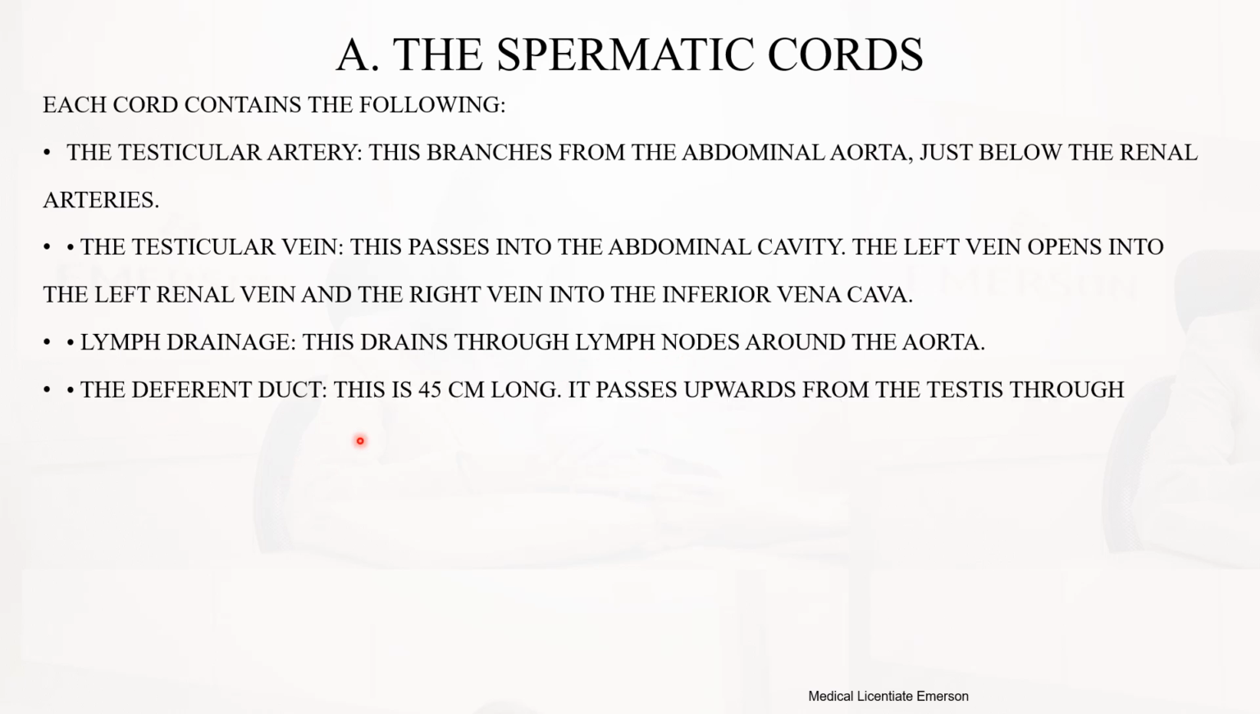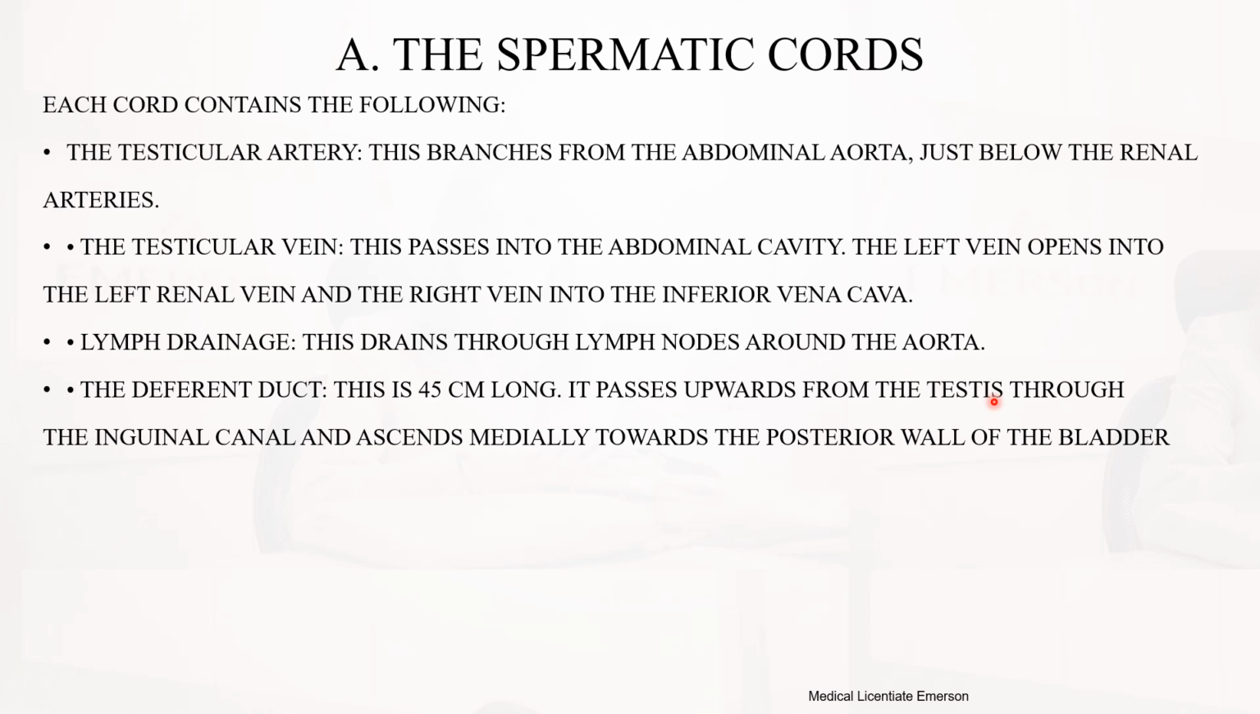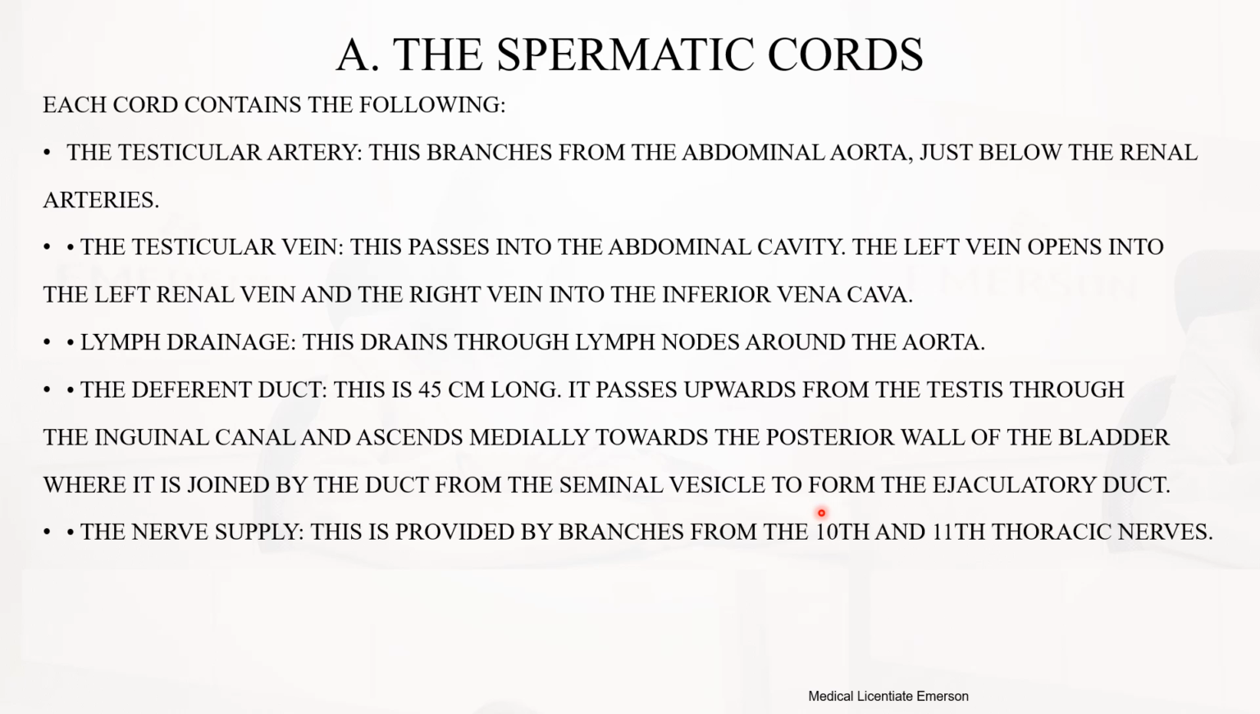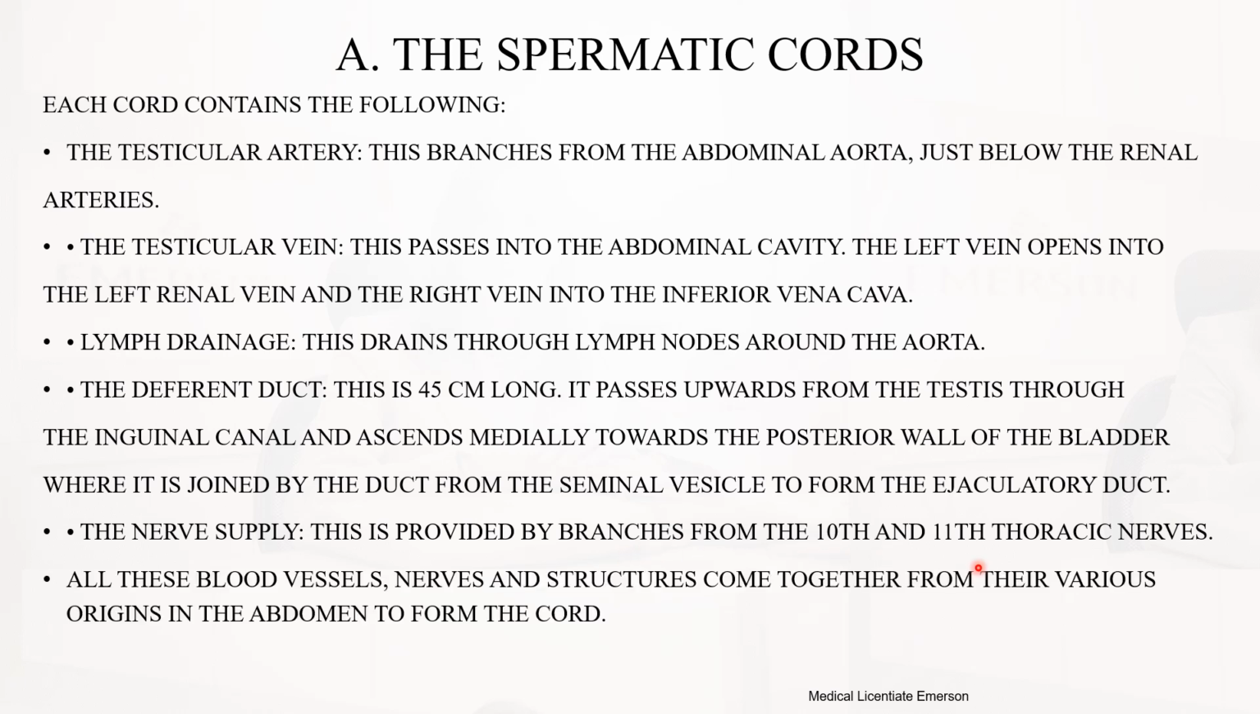Then you have the vas deferens, which is about 45 centimeters long. It passes upward from the testis through the inguinal canal and ascends medially towards the posterior wall of the bladder, where it is joined by the duct from the seminal vesicle to form the ejaculatory duct. Then the nerve supply is provided by branches from the 10th and 11th thoracic nerves.